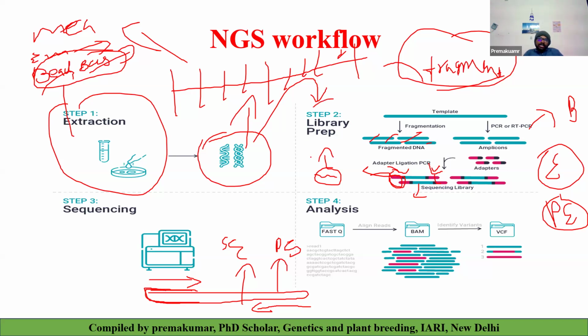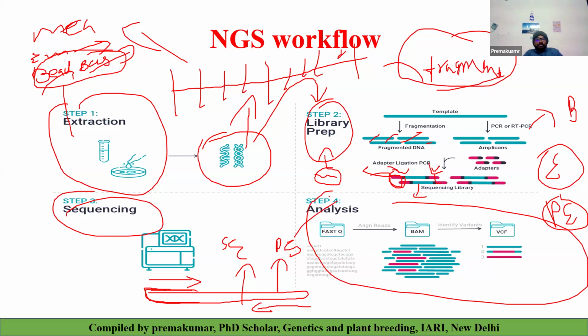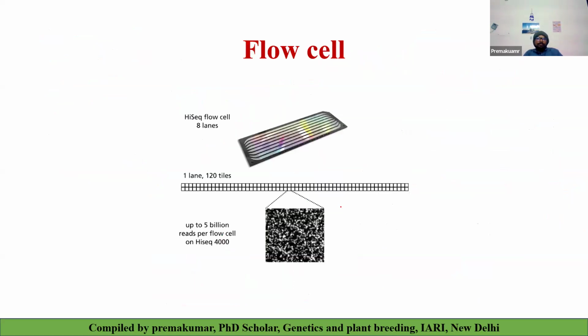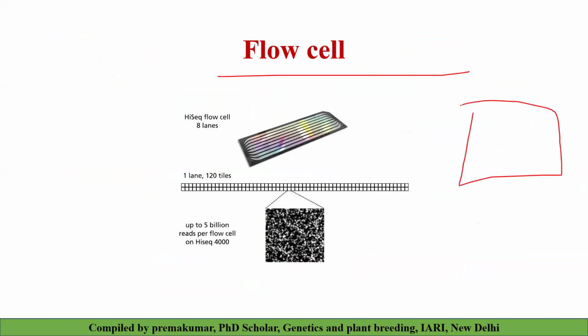Then after the end of your library preparation, you have to go for sequencing, which we will discuss in the next slide. Then you can generate your bioinformatic pipeline, which we're going to discuss in detail. Then, what is a flow cell? Illumina.